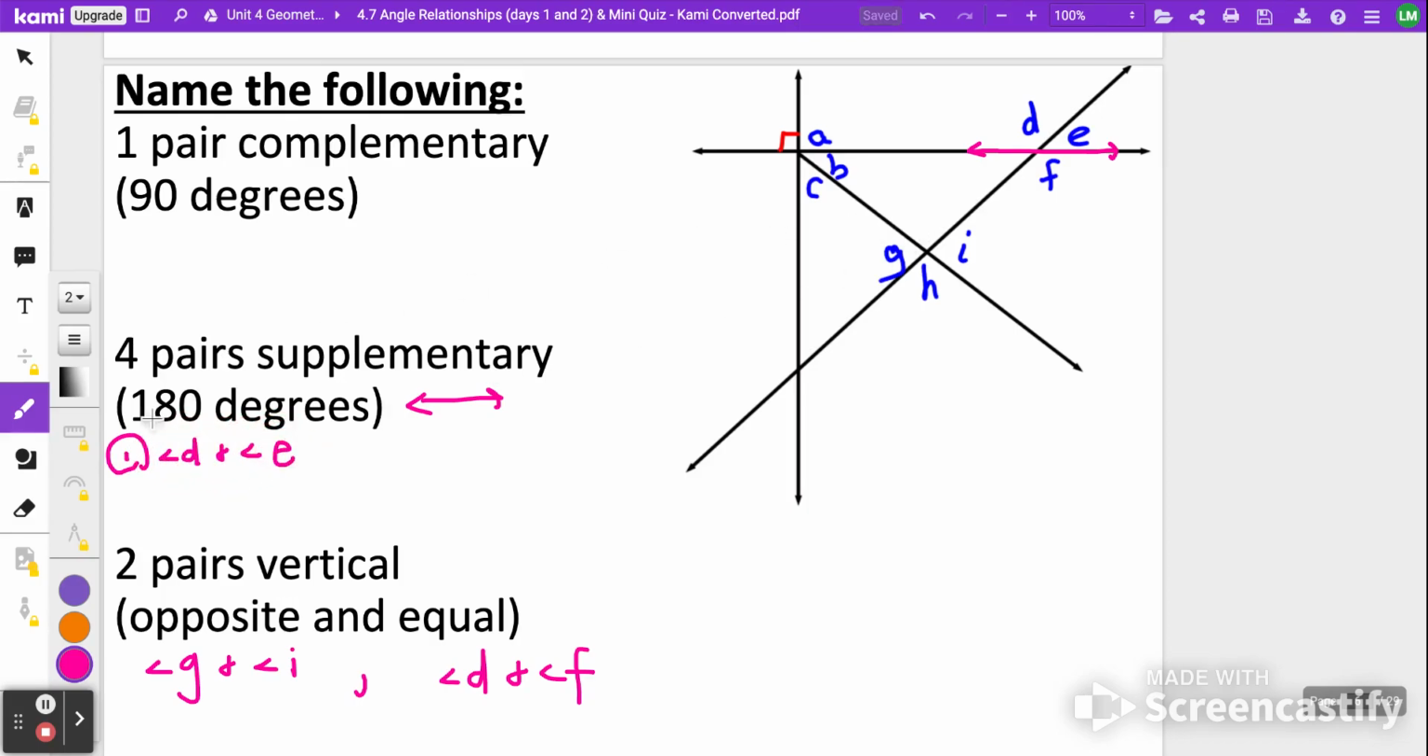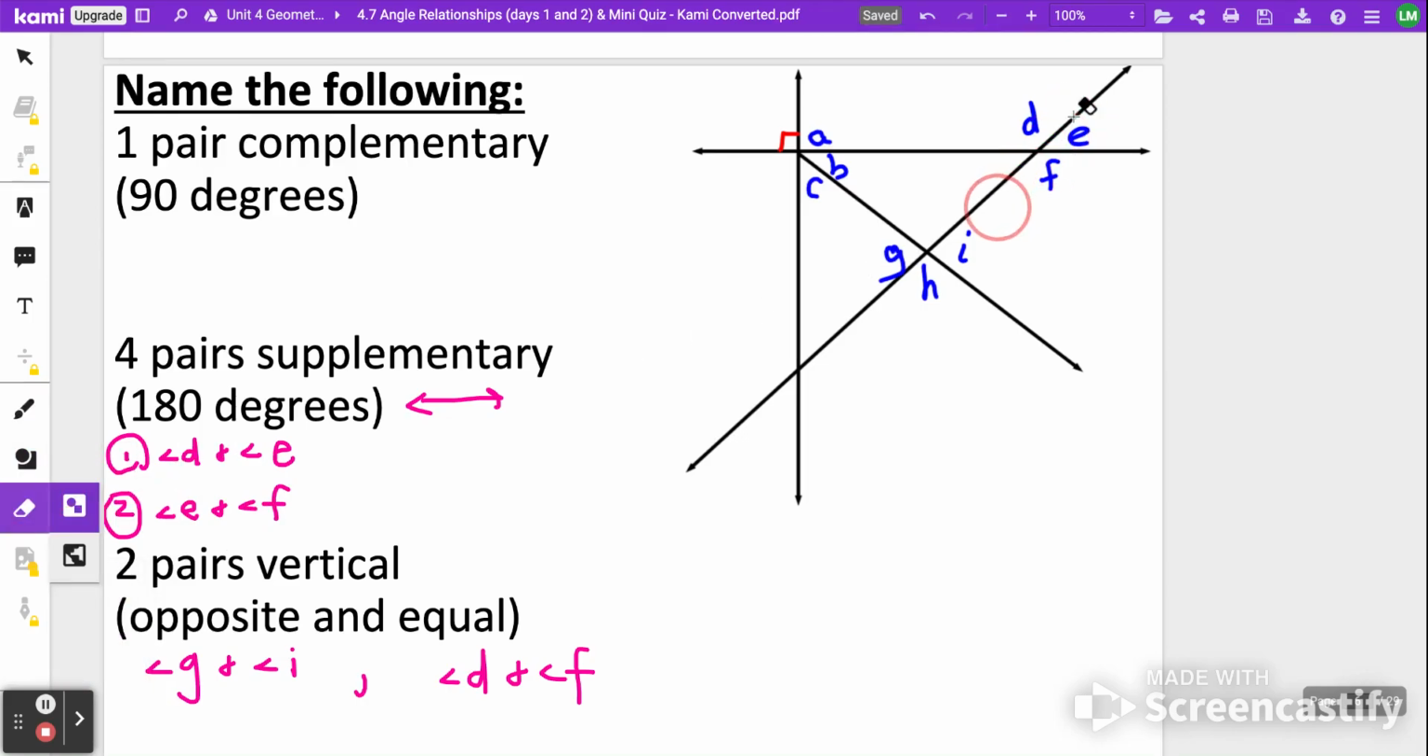Okay. If you erase that line here and you tilt your head to the side or tilt your head upside down, you can see that E and F are also making a straight line, right? So the second pair we see is angle E and angle F.